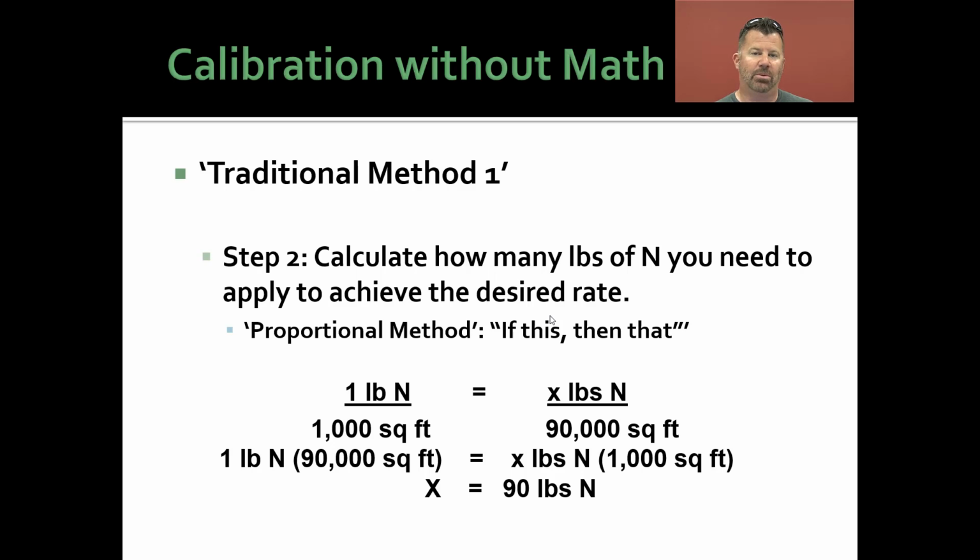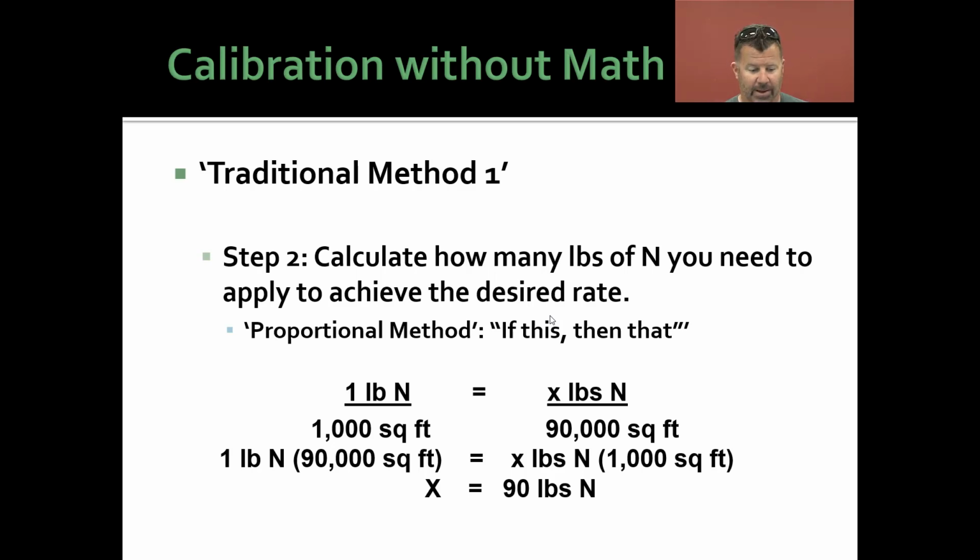And remember, I've always told you to break down your areas per 1,000 square feet. Well, if we've got 90,000 square feet, we've got 90 1,000 square foot areas. But we got 1 pound of nitrogen per 1,000 square feet is equivalent to X pounds of nitrogen. Should have made that X a little bit bigger. And then we're putting that over the 90,000 square feet.